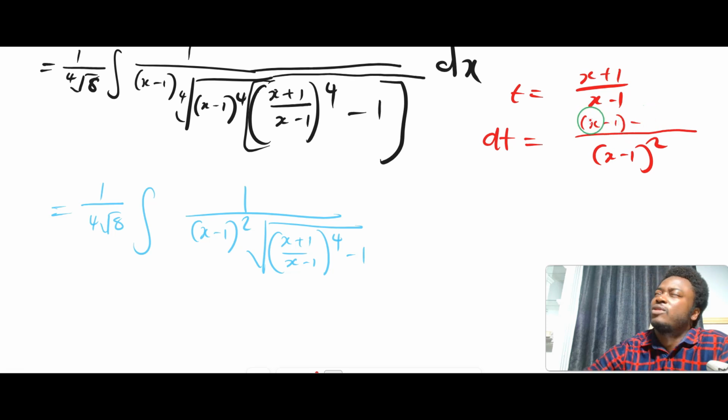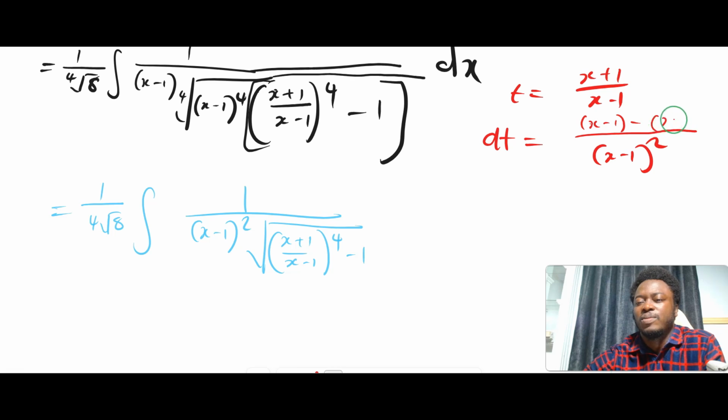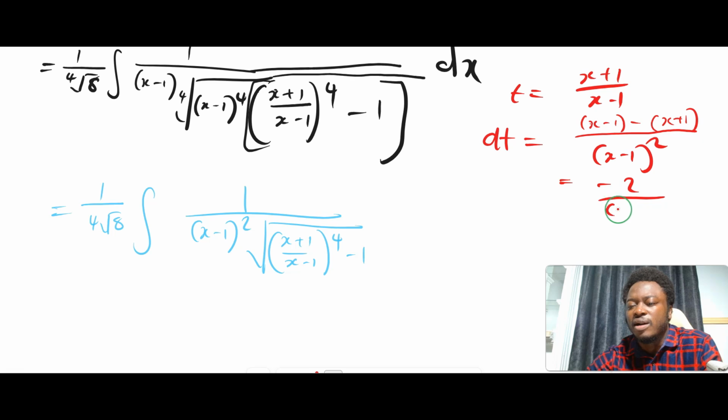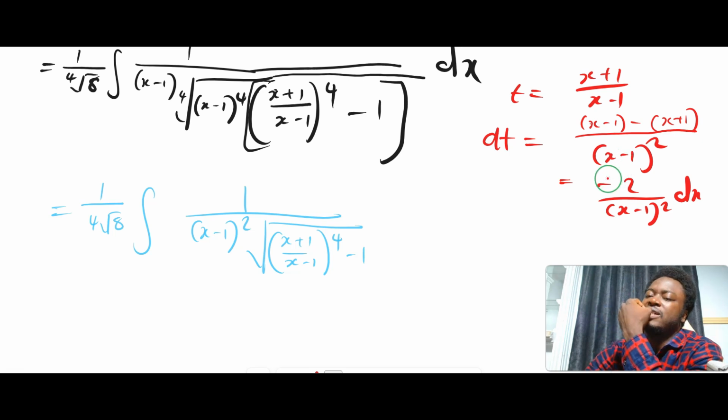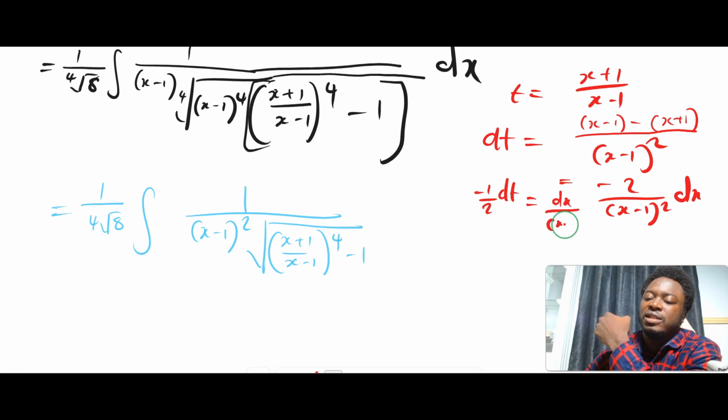Then minus, the derivative of x minus 1 is 1, times (x plus 1). So the x cancels out and you have a minus 2 there. That would be minus 2 over (x minus 1) squared dx. Hope I'm correct. So basically, negative 1 over 2 dt is going to be dx over (x minus 1) squared.